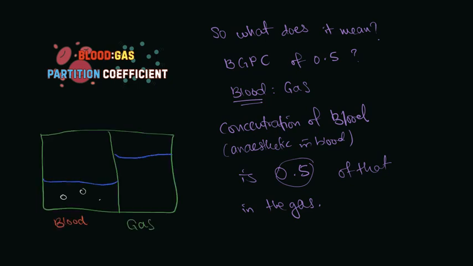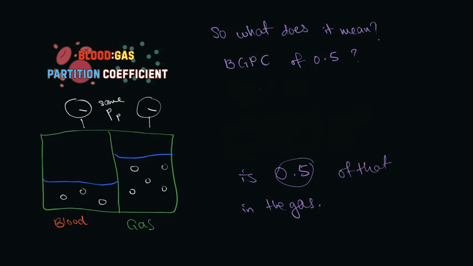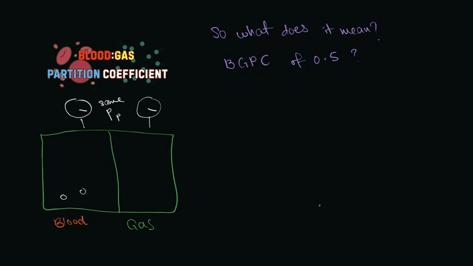The concentration in blood is half of that in the gas, where both have the same partial pressure, but the concentration of blood is only 0.5 of that in the gas or alveolus. Now let's take another theoretical value. Let's say another gas has a blood gas partition coefficient of 2.0.